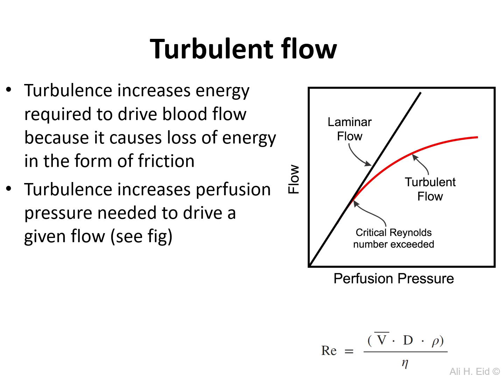For every flow going through a given vessel, there is a number that we refer to as the Reynolds number. And that number basically is the point at which the flow changes from being laminar to being turbulent. What determines this number? The characteristics of the vessel and the flow.